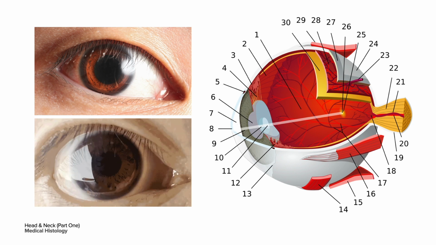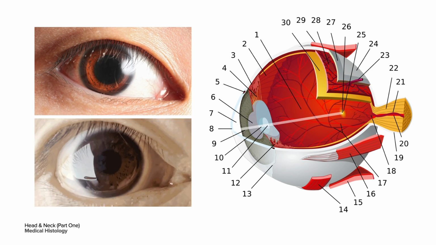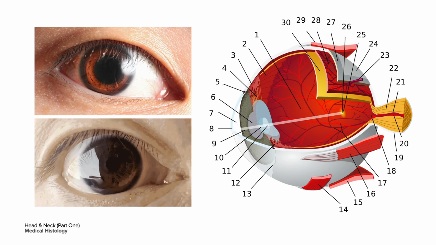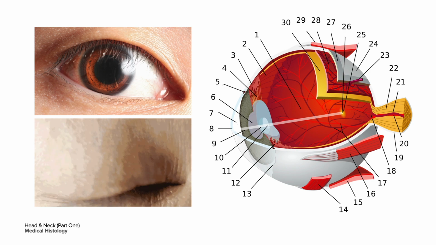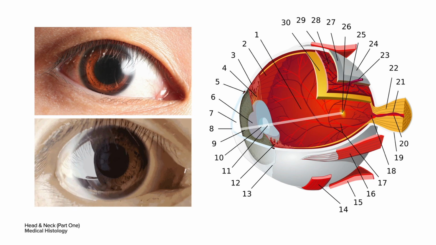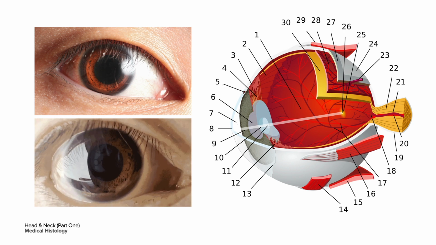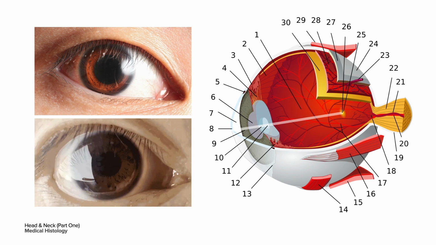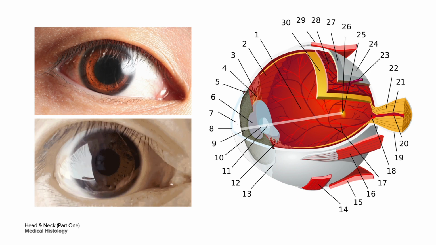The 22 is your optic nerve. 23 is your vorticose vein. 24 is your bulbar sheath. 25 is the macula. 26 is the fovea. 27 is sclera. 28 is choroid. 29 is the superior rectus muscle, and the 30 is your retina.